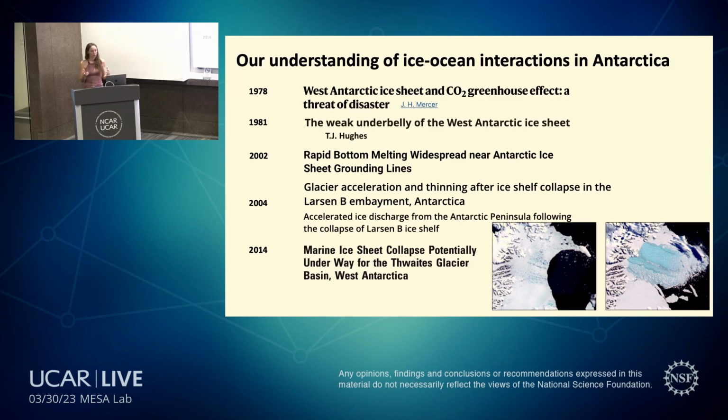So in 2002, we start to realize how important basal melting by the ocean is for Antarctica. Then we start to notice that there are ice shelves that are collapsing in Antarctica, and that's causing a lot of thinning and acceleration of some of the glaciers in Antarctica in the early 2000s. And then more recently, we're starting to think more about tipping points.